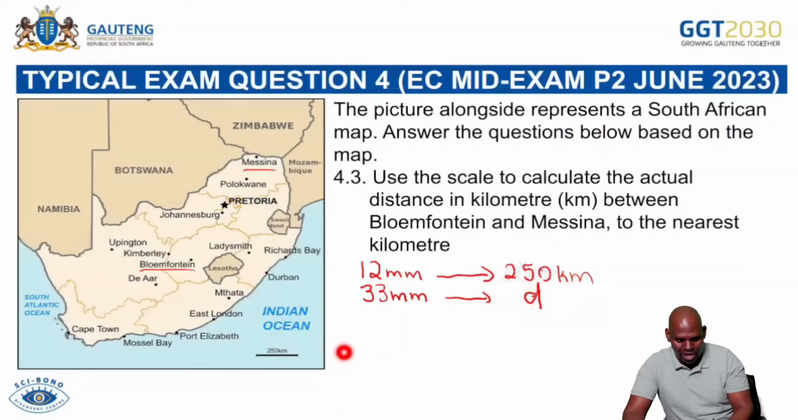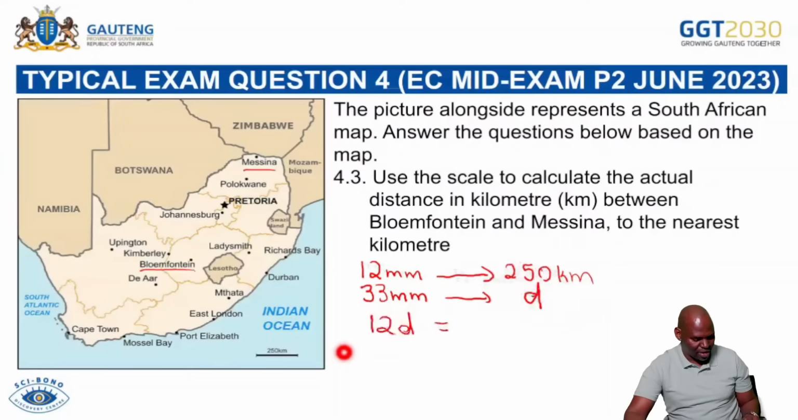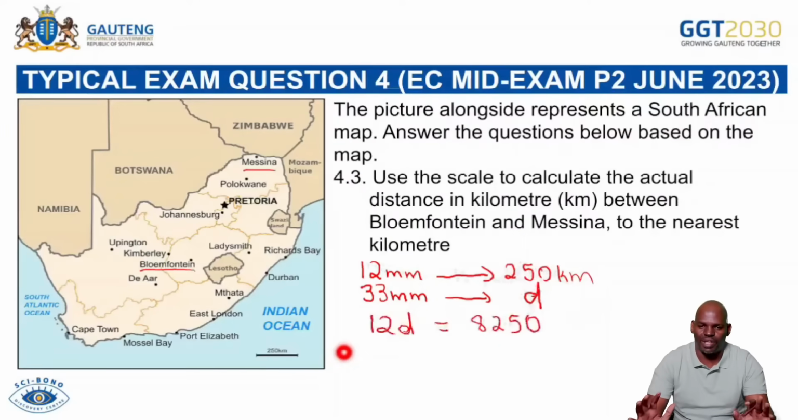Then I cross multiply. 12 by D is 12D, and then it's 33 multiplied by 250. So 33 multiplied by 250, then I get 8,250. Never mind the units.